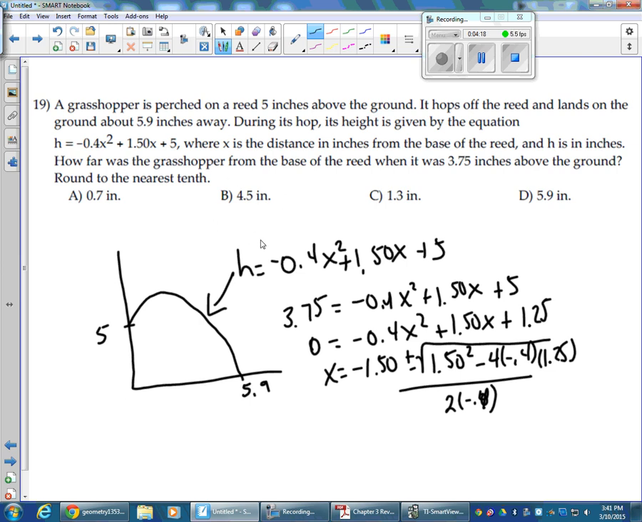So my answer is going to have to be 4.5. Remember we got negative 0.7, so you don't want to answer 0.7 inches because that would have been wrong, since that would have been over here, before the reed. But it comes back down here, and at about 4.5 inches away, it's got a height of about 3.75 inches above the ground.